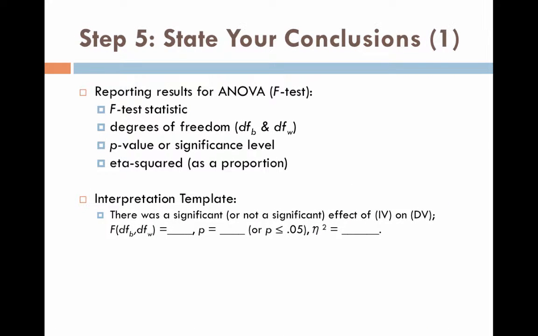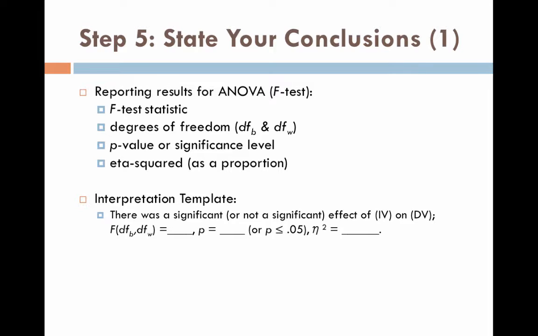Further stating our conclusions, whenever we're reporting our results for ANOVA, we're always reporting our test statistic, or F-test, and both of our degrees of freedom, between and within groups. If we know our p-value from SPSS, we report our p-value. If we're doing a hand calculation, p is less than or equal to 0.05. And then we always report eta squared as a proportion, a number that ranges from 0 to 1. We have not converted it to a percentage yet. This is regardless of whether or not it's significant. We always report these statistics.